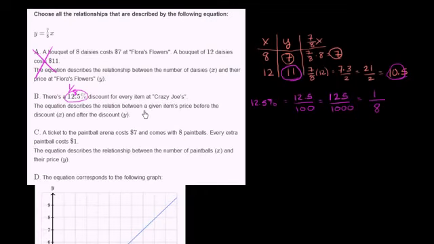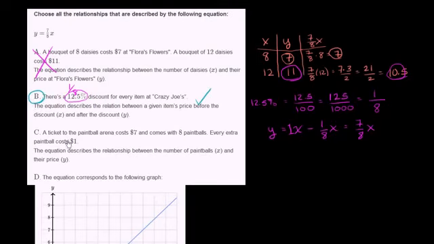The equation describes a relationship between a given item's price before the discount and the price after the discount. So let's just think about that. The price after the discount, based on the information they gave here, is going to be equal to the price before the discount minus the discount. So minus 1/8 of the original price. Well, what's x minus 1/8 x? Or another way of thinking about it, what's 1x minus 1/8 x? Well, that's just going to be 7/8 x. So this relationship is the exact same as this one over here. The price after the discount is 7/8 of the original price. So we can feel good about this one. These two are the same.